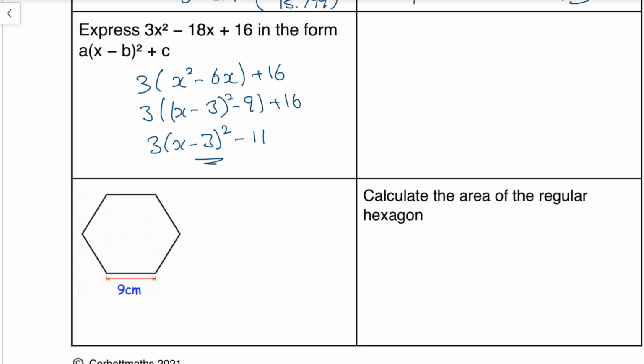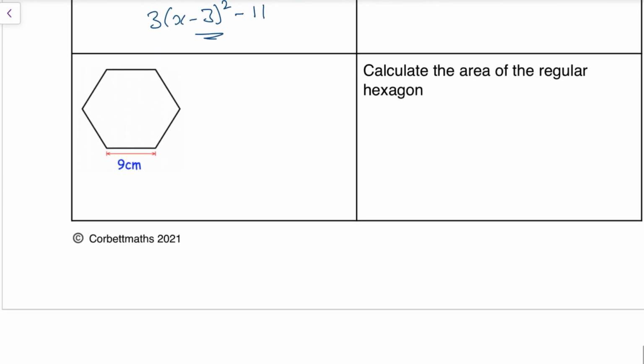Good question. Final question of the month, including this bonus episode, is calculate the area of the regular hexagon. And it's one of these whereby once you've seen it, you know what to do. And if you haven't seen it, you don't know what to do.